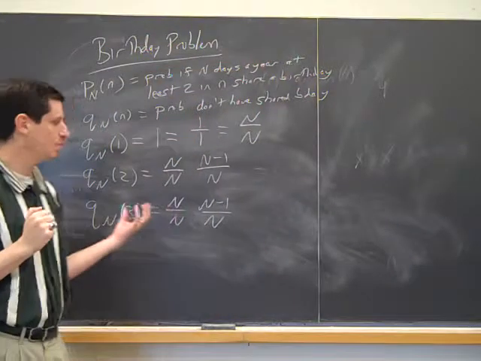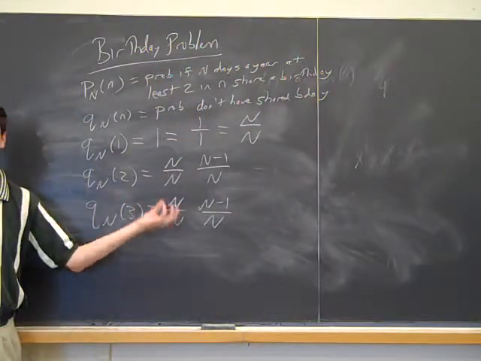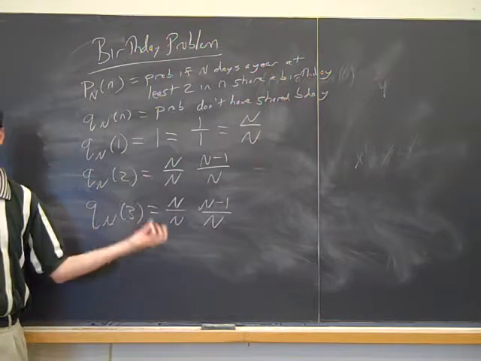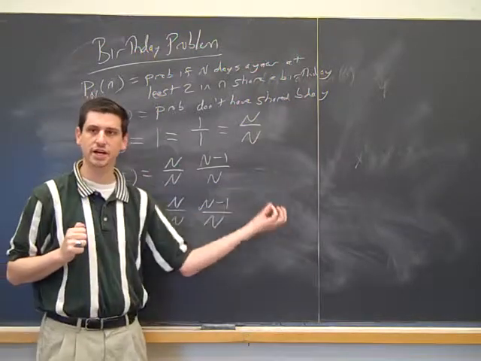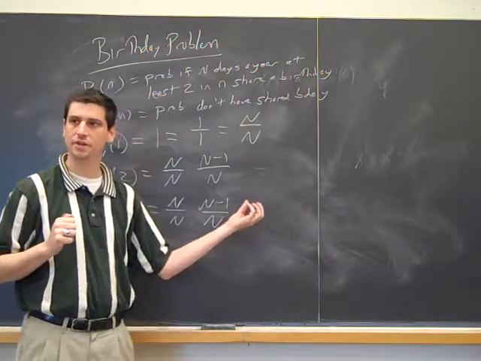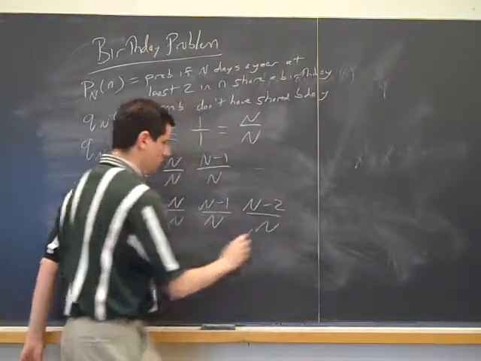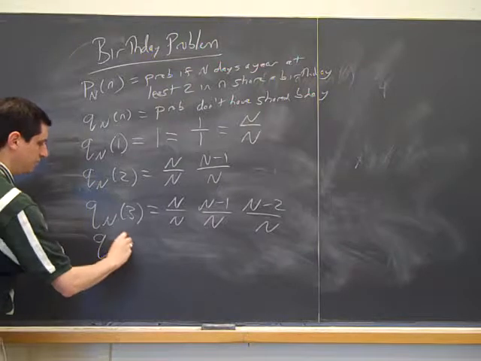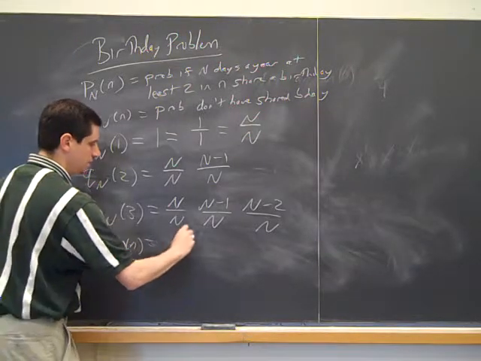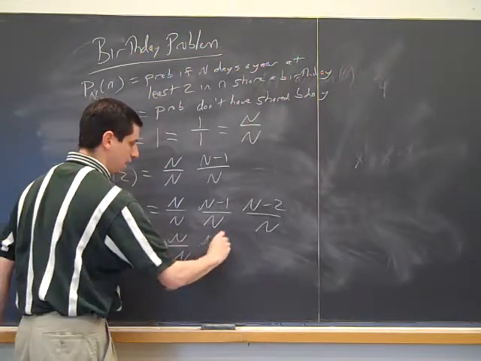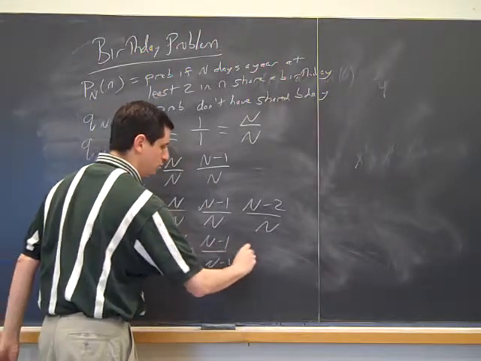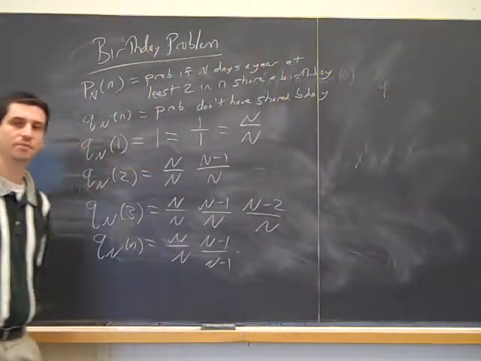So now I need to figure out what's the probability. I've got 3 people, they don't share a birthday. It's n over n times n minus 1 over n times n minus 2 over n. And so in general, if I have little n people, it's n over n times n minus 1 over n, dot dot dot. What's my final number?